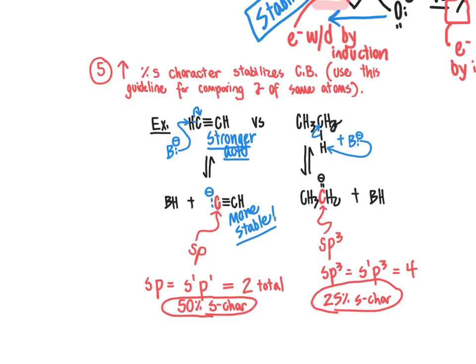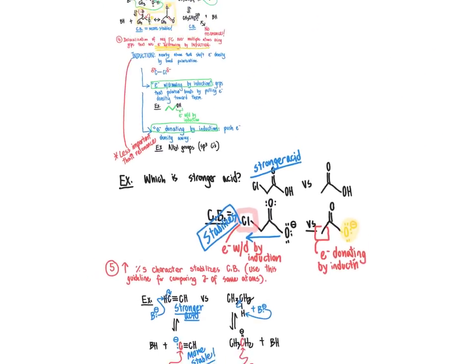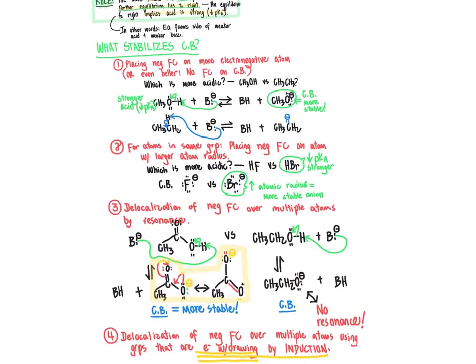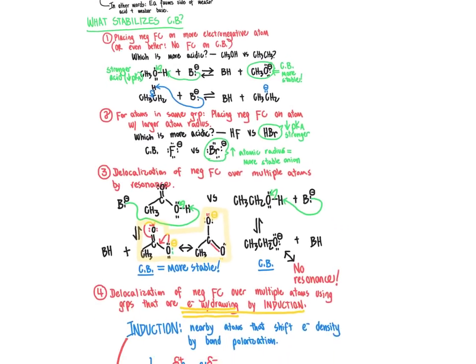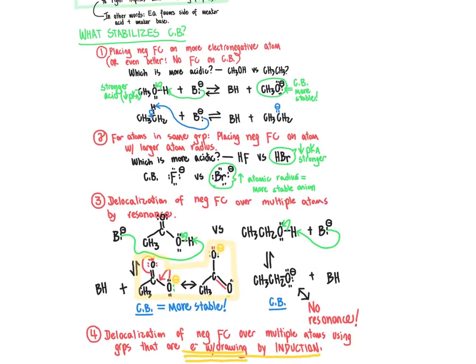So with that, we can take these 5 criteria that we went through: place the negative formal charge on the more electronegative atom, place the negative formal charge on the atom with the larger atomic radius if they're in the same group, delocalize electrons by resonance or induction, and maximize the percent S character, as our 5 criteria that we can look at as ways to stabilize a conjugate base. And these are going to be the ways that will allow us to correspond back to what is going to be the stronger acid. And if we want to rank the relative importances of these, the most important of the factors is generally going to be to place the negative formal charge on the most electronegative atom.